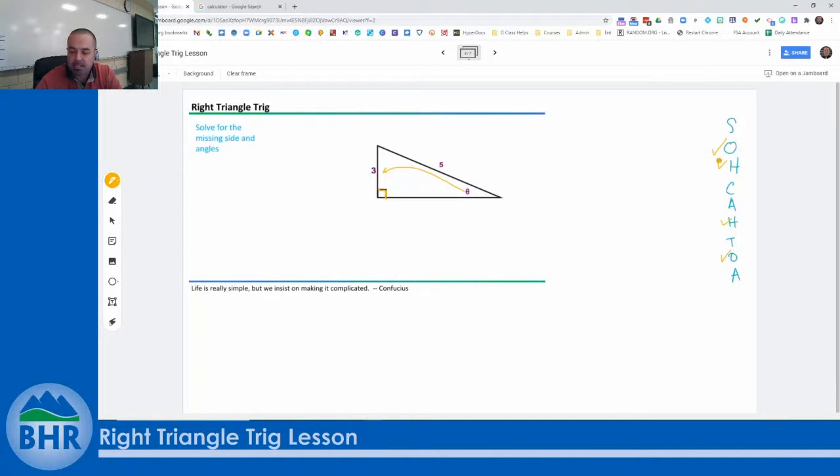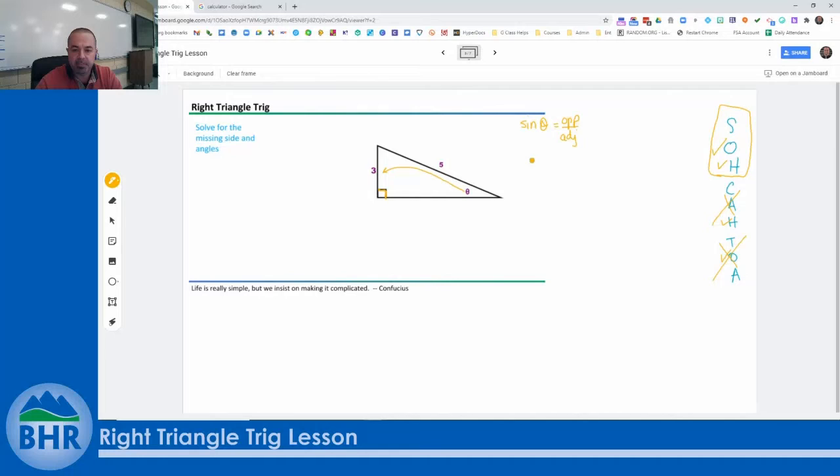I look at my SOHCAHTOA and I see that the only thing I have 2 of is the SO. I don't have 2 in the CAH, and I don't have 2 in the TOA. So my equation that I'm going to be using is the sine of theta equals the opposite over the hypotenuse.